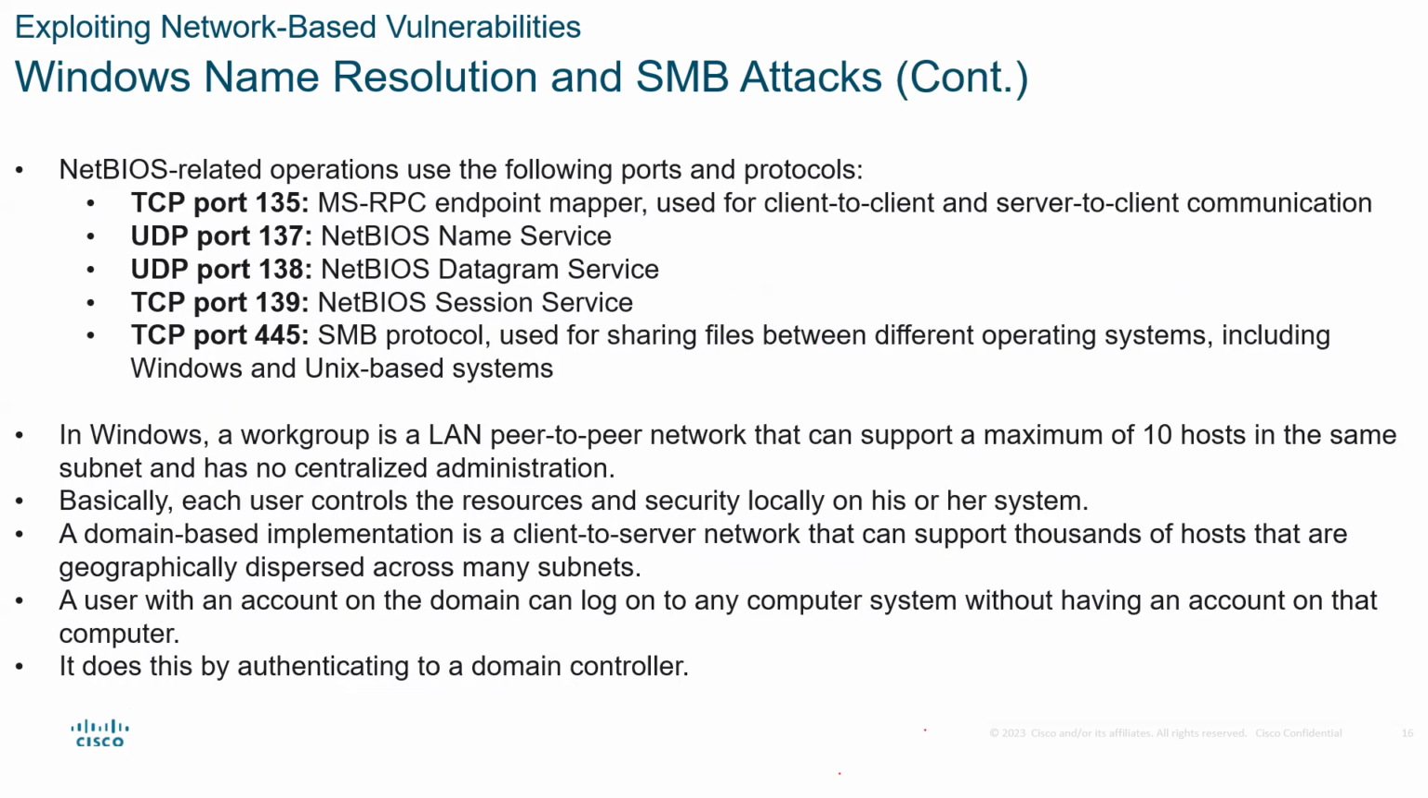NetBIOS related operations use the following ports and protocols. So the ports are like shops. The protocols are like the rules that govern how to trade in these shops, right? So you have all of this: TCP port 135, UDP port 137, UDP port 138, TCP port 139, TCP port 445. Now, all of these ports are used for these purposes. So if an attacker is going to be attacking, this is what it does.